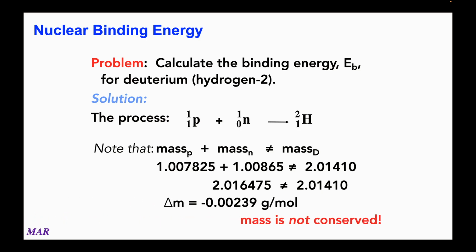There's actually a mass lost upon going from the proton and neutron to deuterium. Like you would find a delta M, final minus initial. That would be the deuterium minus the proton and neutron. It's the final state minus the initial state. And goodness gracious, we are losing mass. We have lost minus 0.00239 grams per mole.